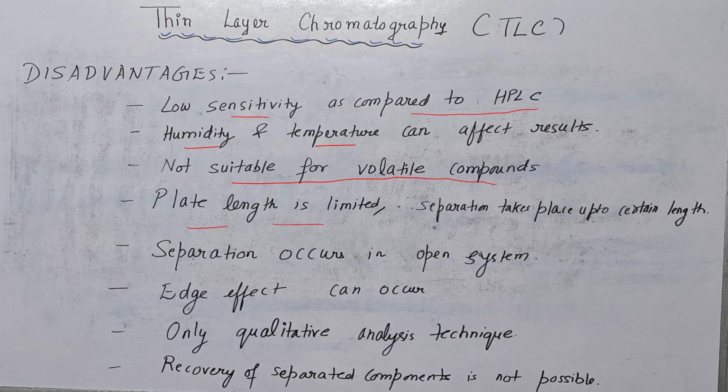Also, the plate length is limited. That is, the highest plate length that we can use is 20 by 20 centimeters. If we have to run a chromatographic plate for more than that, we cannot achieve that. In this technique, separation occurs in an open system, so chances of contamination are there. Edge effect can also take place in this type of technique. It is only for qualitative analysis; we cannot quantify the components. And also the recovery of separated components is not possible through this technique.